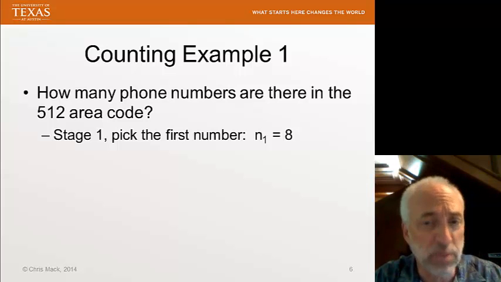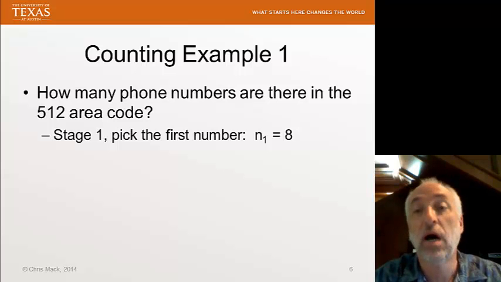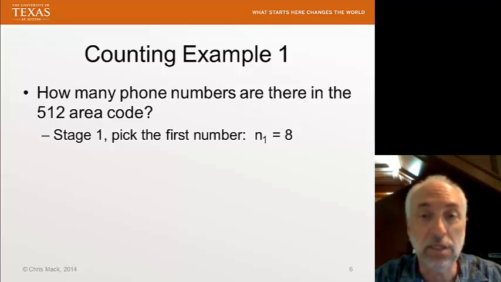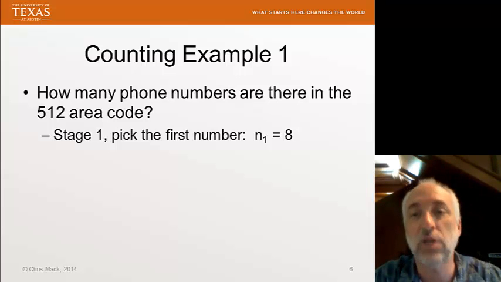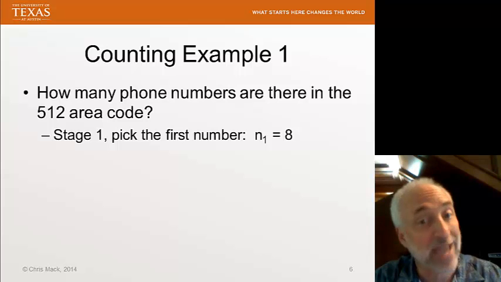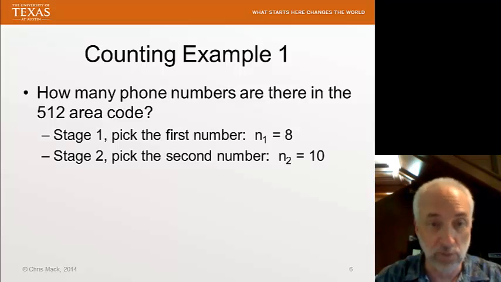The first stage will be picking the first number. I'm going to pick the first number of my phone number. How many choices do I have? Well, in the United States, we cannot have a 0 or a 1 as the first digit of our phone number, so that leaves 8 other digits available. There are 8 options. N1 equals 8 for stage 1.